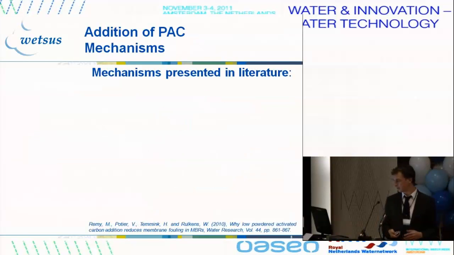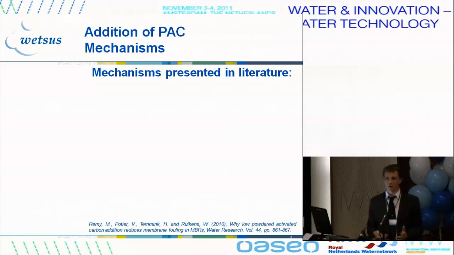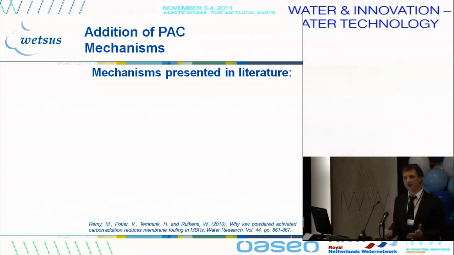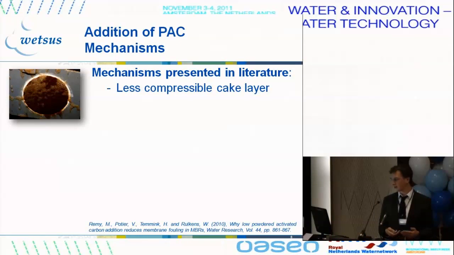Then we tried to discover why the powdered activated carbon works. We added it for the floc strength, but in literature, especially with higher concentrations, up to 5 grams per liter of activated carbon, you can also find some other effects. One of them is the deposition of a less compressible cake layer at the membrane surface, because your activated carbon adds some strong particles inside your cake layer. In this idea, you would have a permeable cake layer.